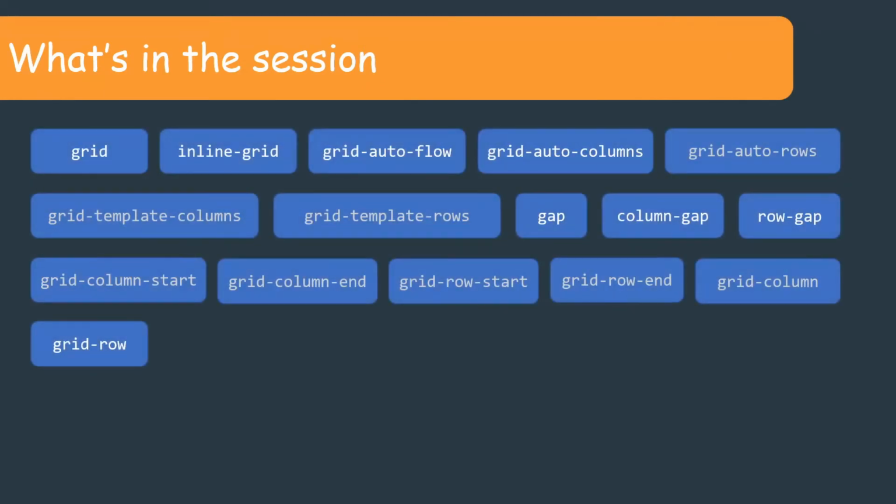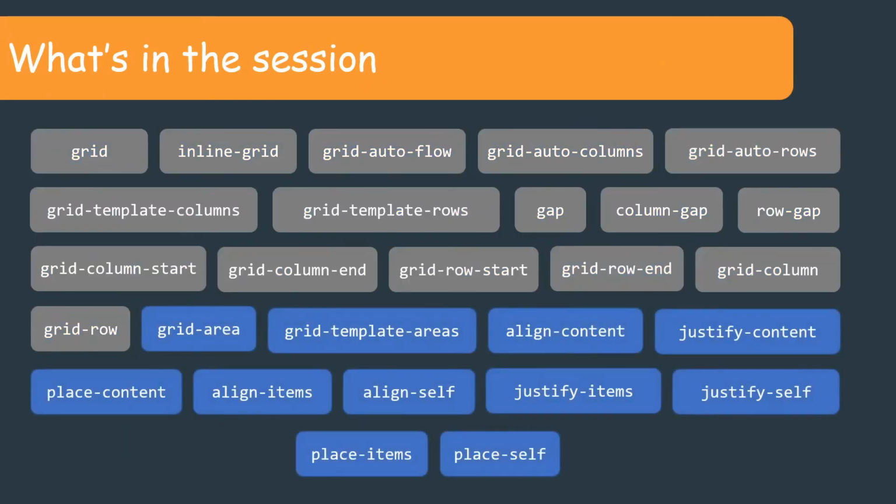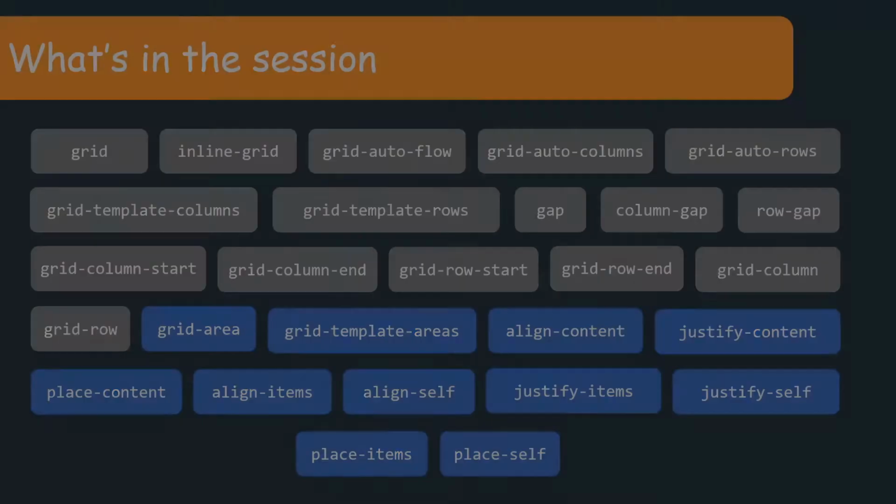In the previous session, we covered these grid properties. In this session, we will be seeing area, alignment and justification properties. So let's begin with grid area.